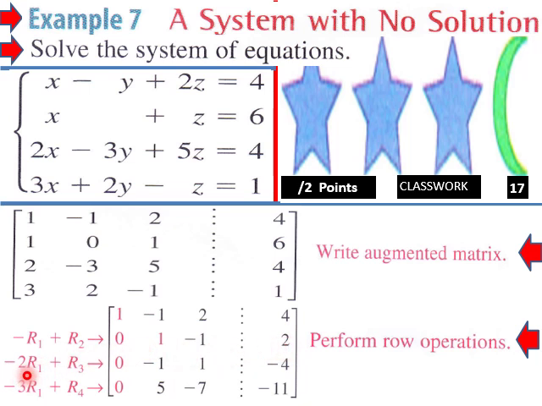And then we're going to take negative 2 times row 1 plus row 3. So we'll take negative 2 times this and add it to row 3, and then we get this. And then we'll take negative 3 times row 1 plus row 4. So negative 3 times row 1, we're going to add that to row 4, and then we get this.